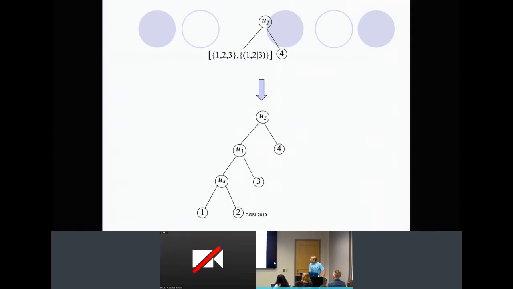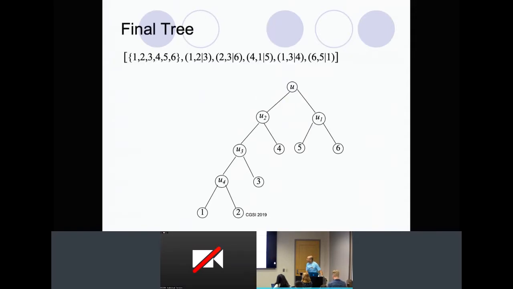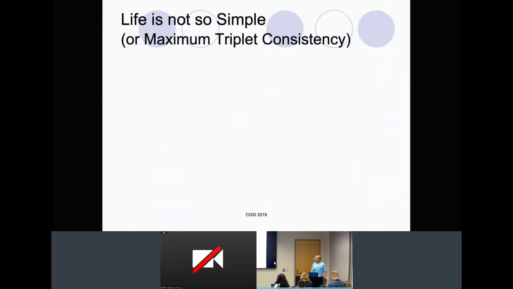Okay, so this is the entire tree. This is the AHO algorithm that solved all this problem. So you can say that these triplets give rise to this tree. Okay, so let's continue. Life is not so simple: maximum triplet consistency.